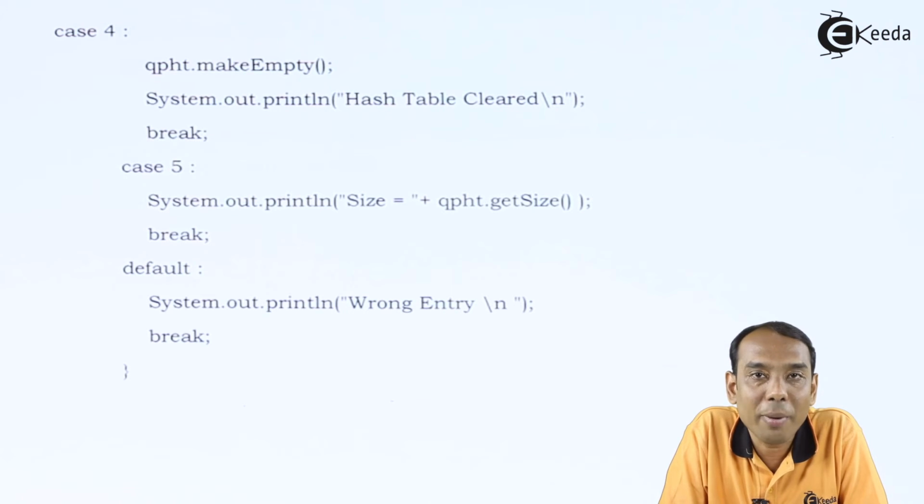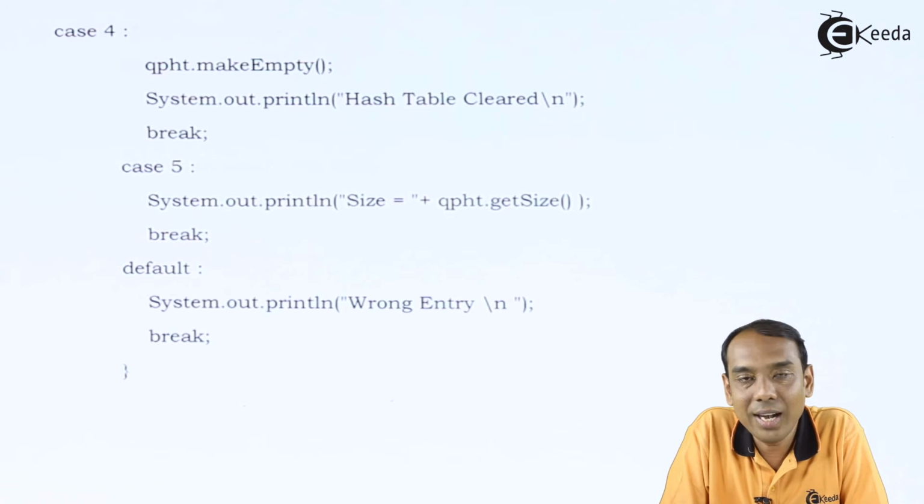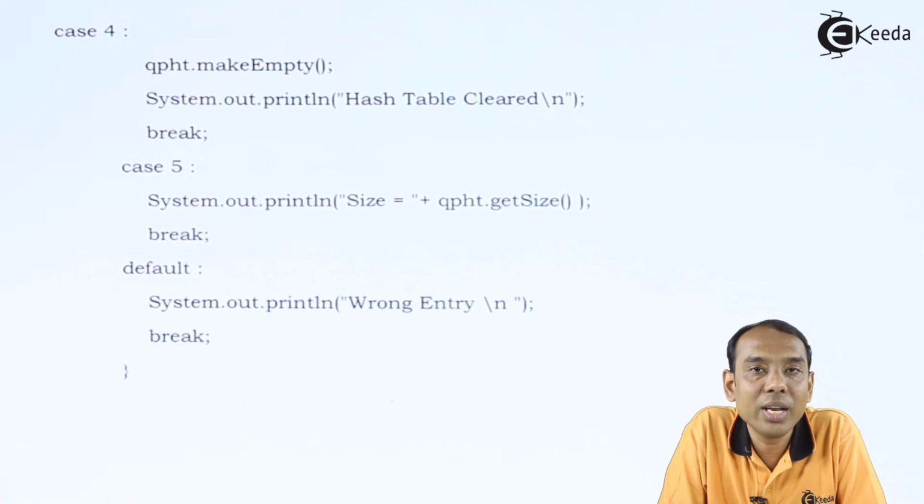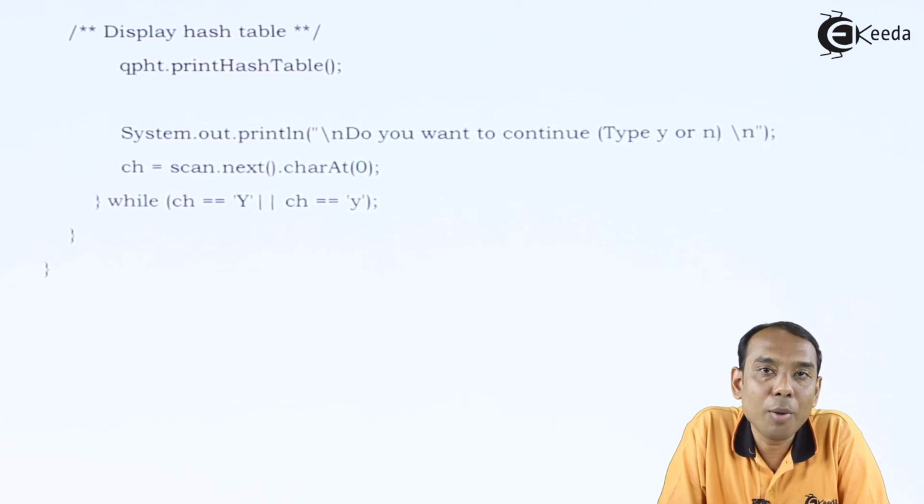Based on this set of operations only, he can go ahead with the functions. Once this is done, then we need to ask the user whether he wants to continue with this set of operations or not. Let us look at how we ask the user. Once we have given the menu driven approach to the user, now we need to ask the user whether he wants to continue with the set of operations or not.